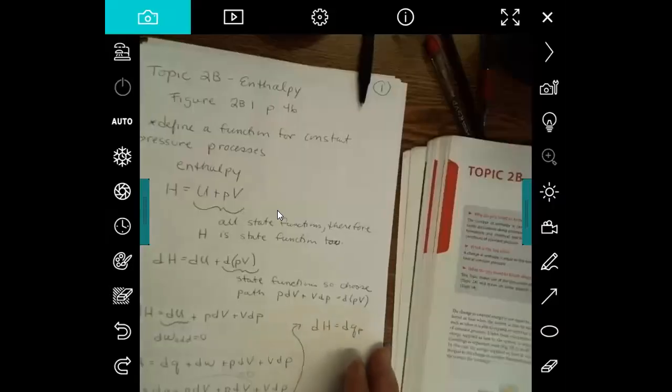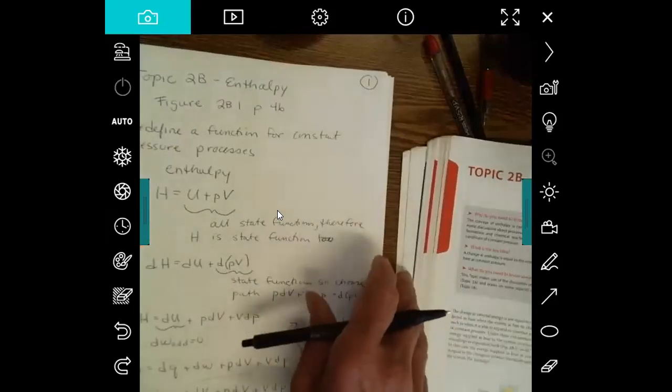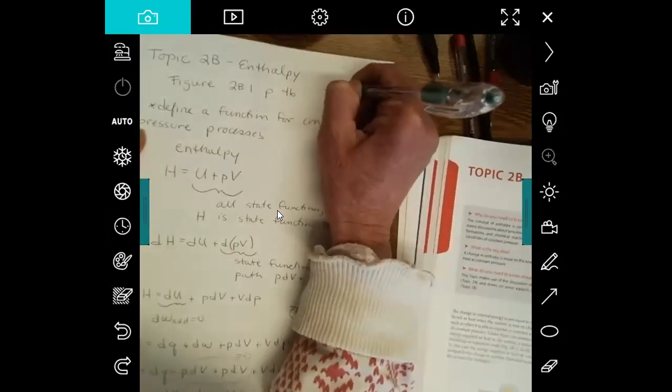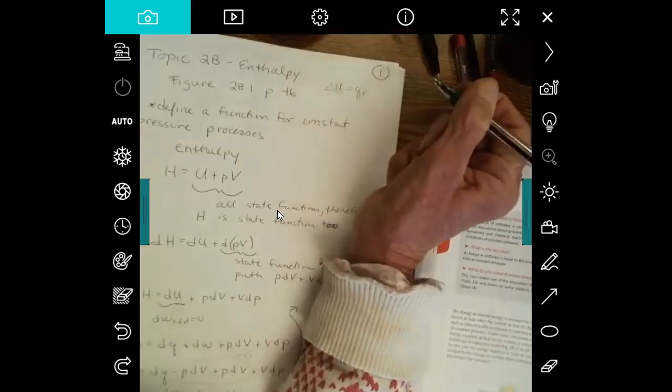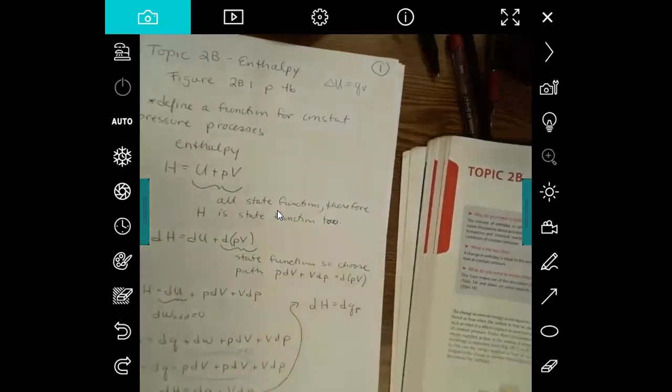Hi, we're going to continue with focus 2. So we'll go on to 2B, where we think about constant pressure situations. When we did 2A, we talked about delta U. Delta U equals Q if the process is constant volume. But what if it's constant pressure, which is a much more common situation?